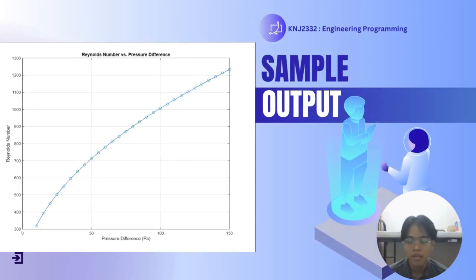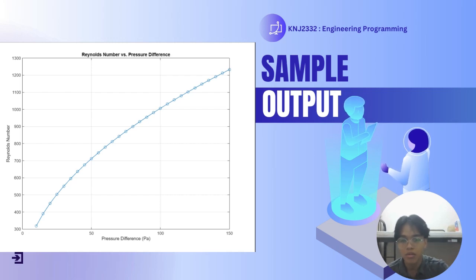This is the graph obtained from the MATLAB output that we did. The graph is Reynolds number versus pressure difference. You can see here, the high pressure differences result in higher Reynolds number. This indicates a transition from laminar to turbulent flow as the pressure difference increases, which is critical for designing efficient piping systems. For detailed analysis, the Reynolds number helps us understand the nature of the flow, whether it is laminar, transitional, or turbulent.